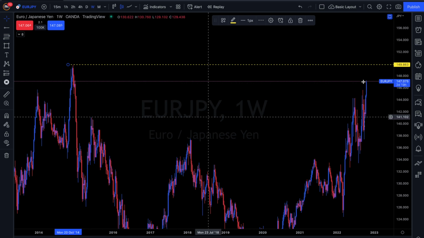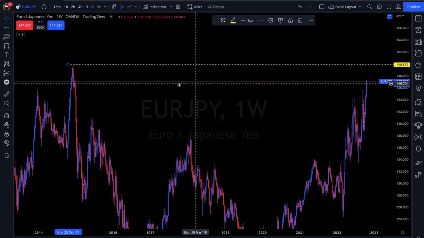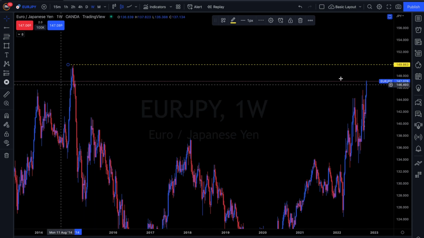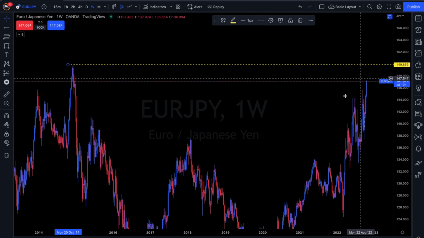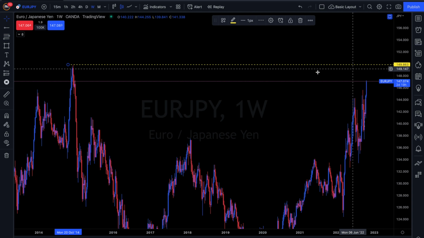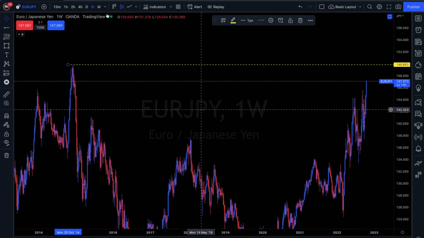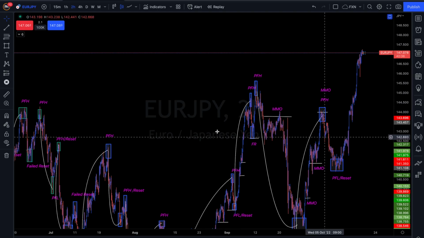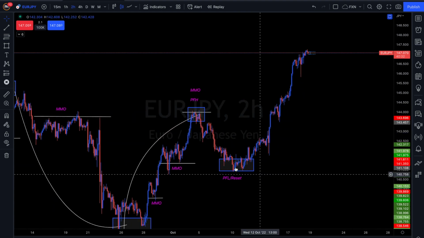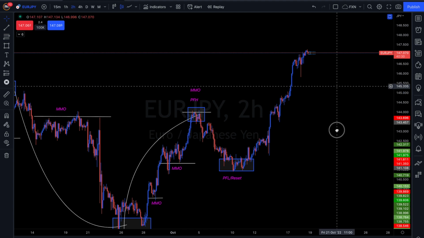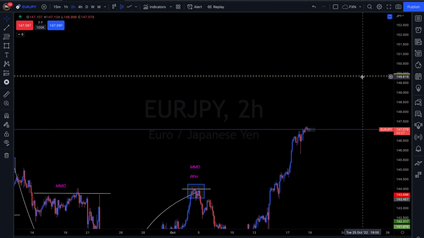So now you see the picture on the weekly and the daily. You see that there's really no structure here to stop this from going up to 150. So how does that translate to us on the smaller time frame? If we go down to the 2 hour time frame, we can see this is where we're coming from, and then where we're going is literally right here.